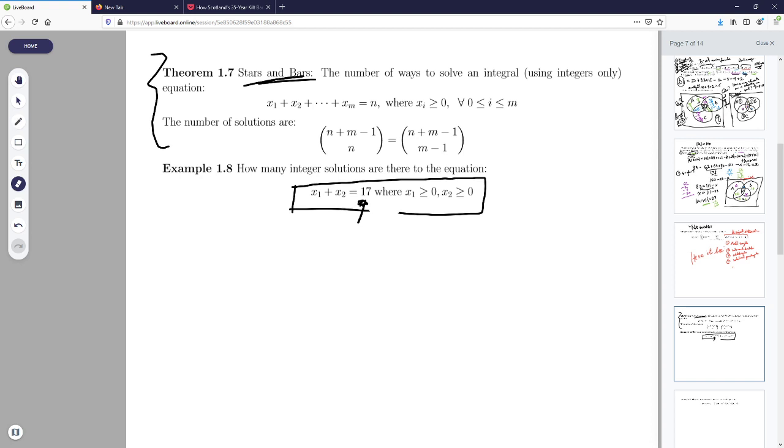But the point is, we can count the number of solutions because we can do this in this way. We can say, well, I know for a fact that if this equation is true, then x2 is really just equal to 17 minus x1. So here's my question for you. If I choose x1, do you really have any choice?